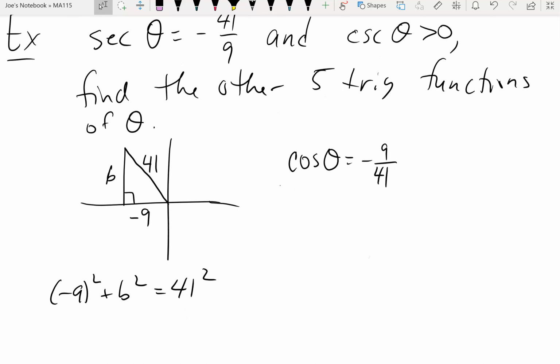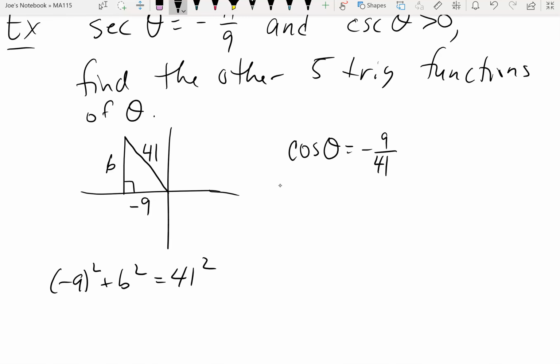All right, so let's see. -9 squared is 81. And 41 squared should be 1681.